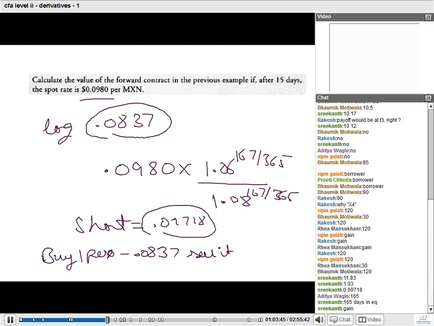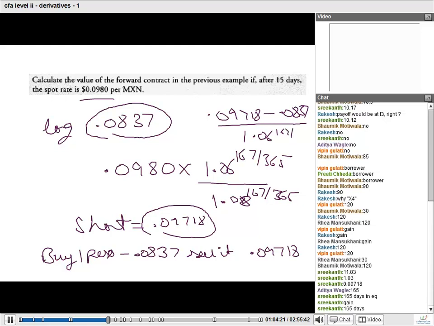So how much have you gained? 0.09718 per peso minus 0.0837. However, again, this is a gain that is coming to you when? It is coming to you 167 days later. So you will have to discount it back by 167 days at the US rate of interest. So 1.06 raised to the power 167 by 365.